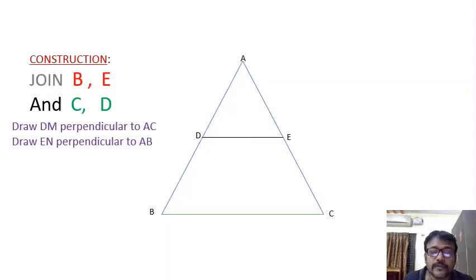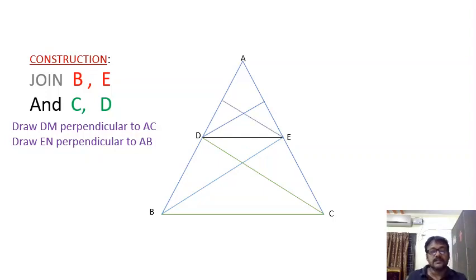To prove that fact, we need to do some constructions. First join B and E, that is join BE, and after that join CD. And again draw a perpendicular from D to AC to meet AC at M, that is draw DM perpendicular to AC. In the same way, draw a perpendicular from E to AB to meet AB at N, that is EN is perpendicular to AB. These are the constructions that we need to make to establish our theorem.